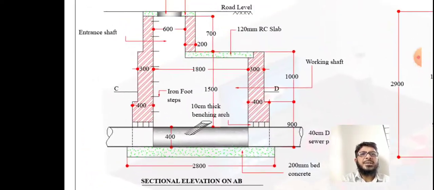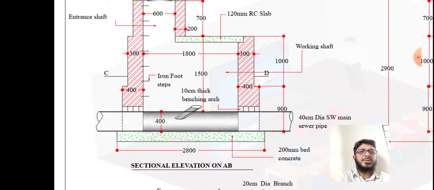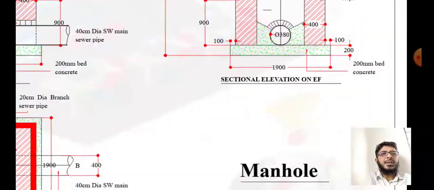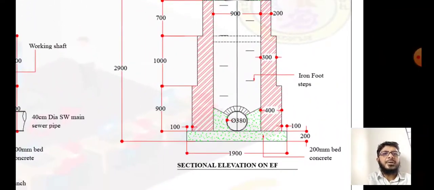So AB is the sectional elevation we have seen. Now come to the sectional elevation along EF.